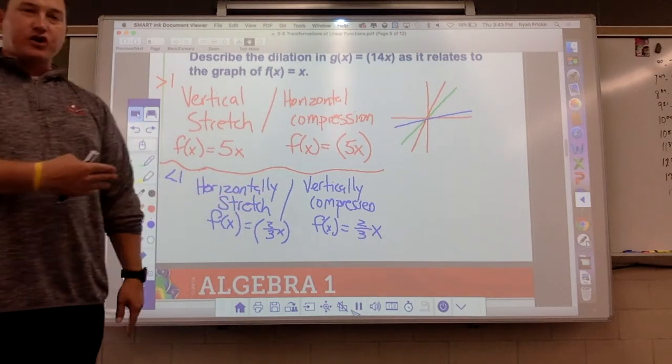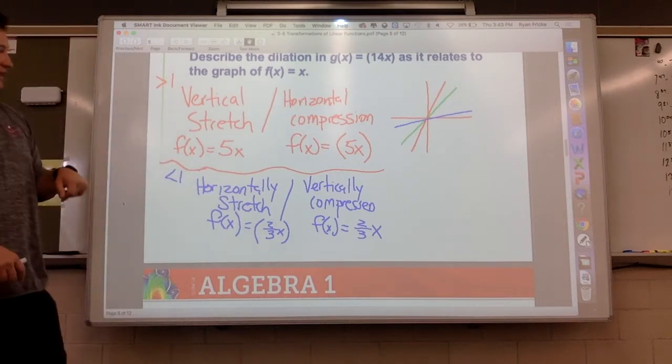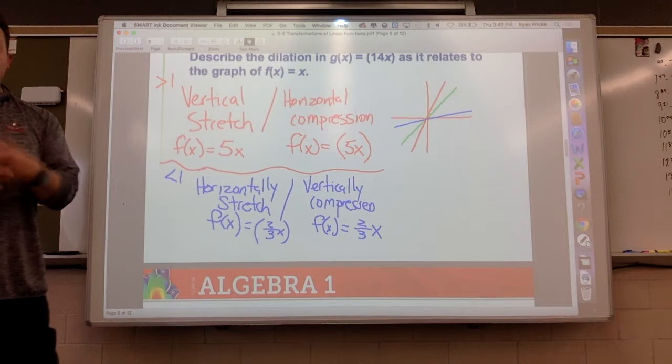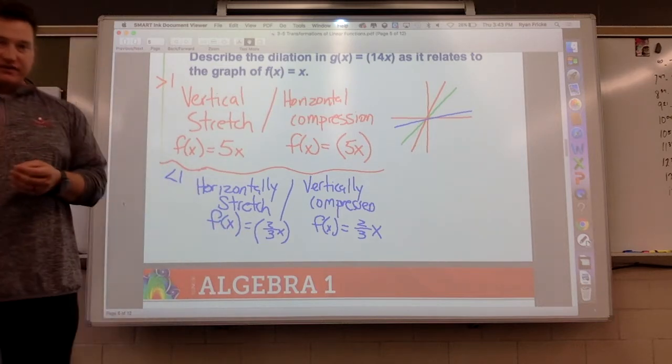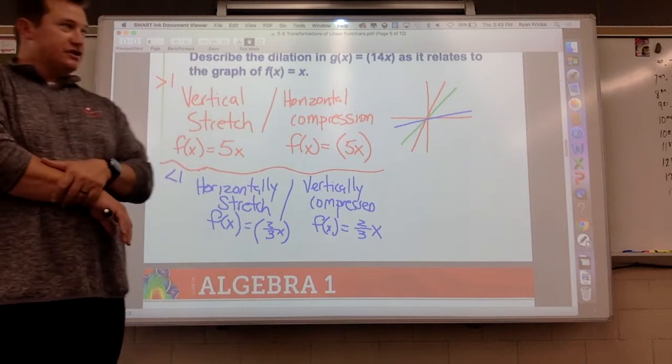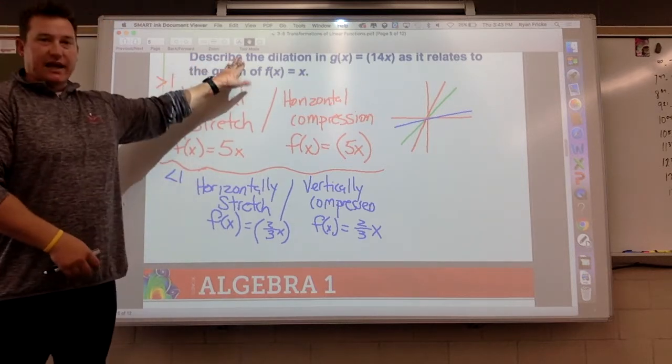This could be the most useful tool for you figuring this out, so make sure you write this down. Pause the video if you need to. I'll get out of the way. Here it is. This will help you when we go to describe the transformations that are happening to this.